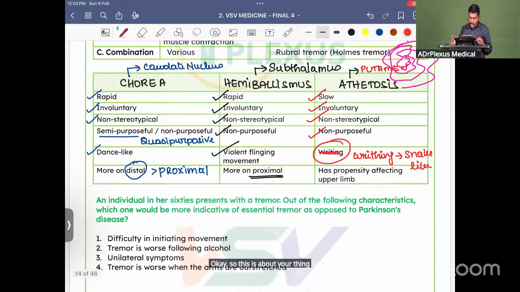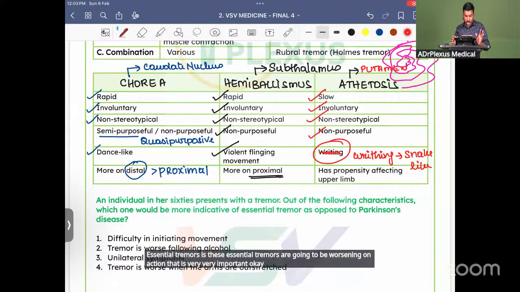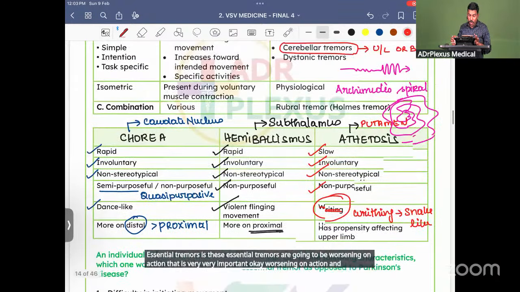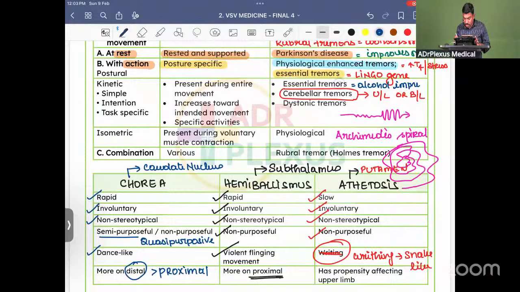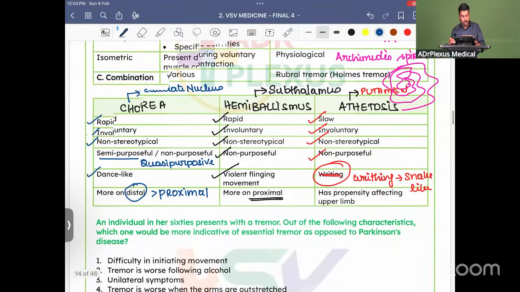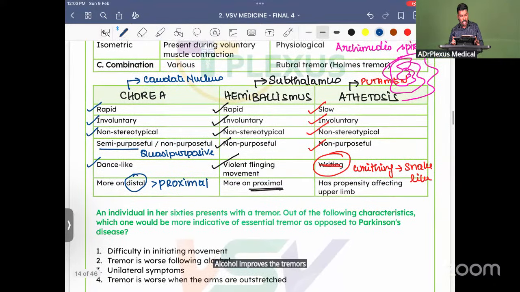And one more thing about essential tremors: these tremors worsen on action. That is very, very important. And one more thing I want to mention about essential tremors is that alcohol improves the tremors. Alcohol improves the tremors.